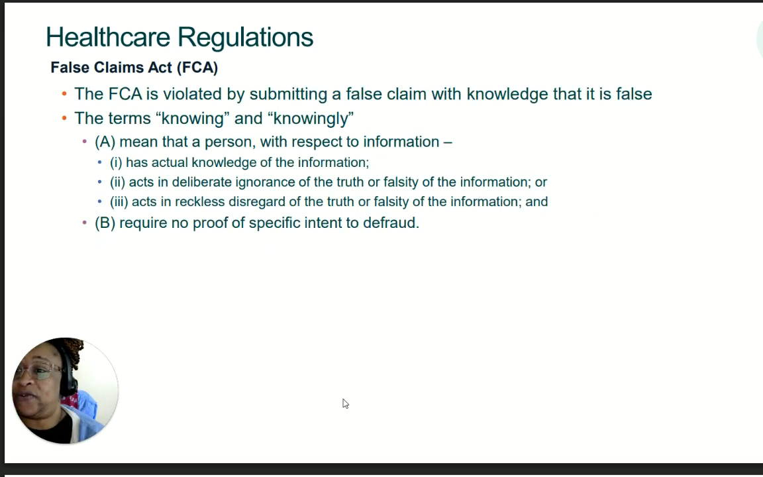The FCA is violated by submitting a false claim with knowledge that it is false. Let's see the difference between the terms knowing and knowingly. A means that a person, with respect to information, has actual knowledge of the information, acts in deliberate ignorance of the truth or falsity of the information, or acts in reckless disregard of the truth or falsity of the information. And B, it requires no proof of specific intent to defraud.